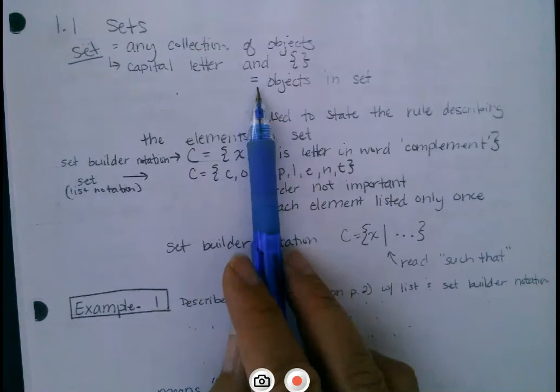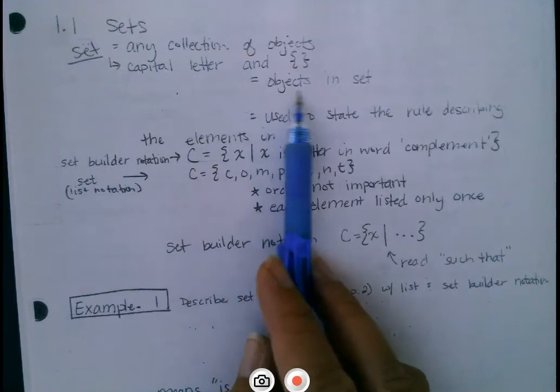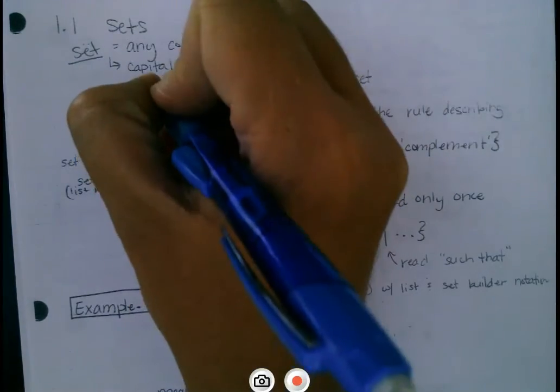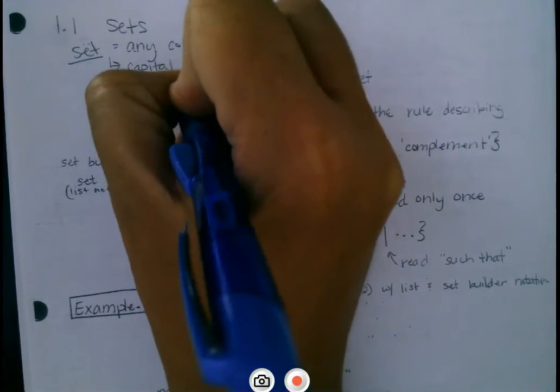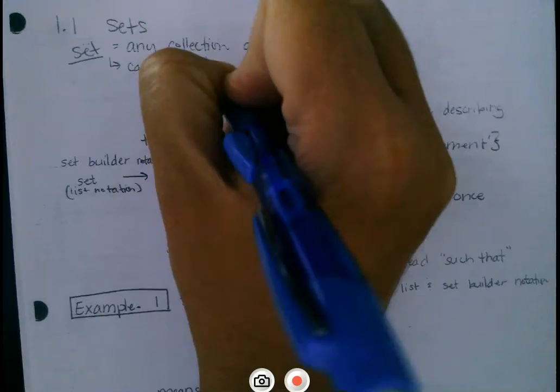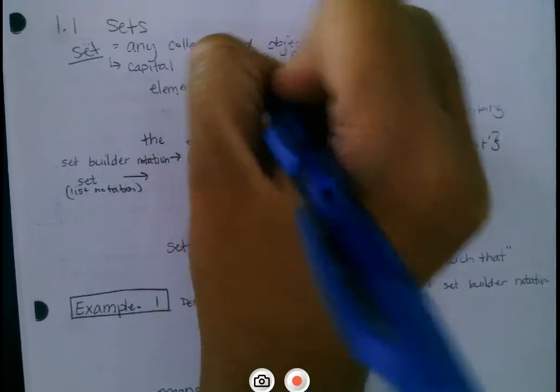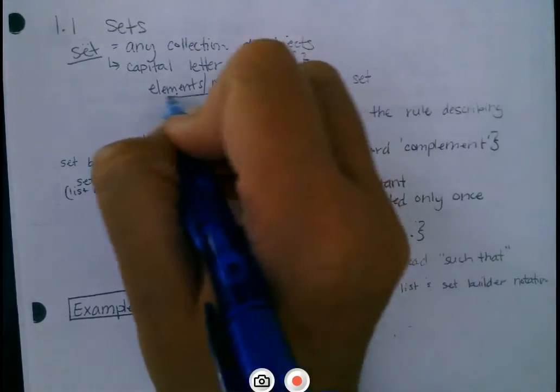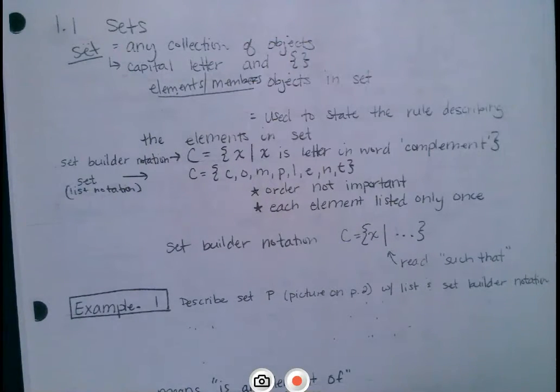Okay, and so then we have some parts of a set. Each object, or the objects in a set, are called elements or members. So elements or members.